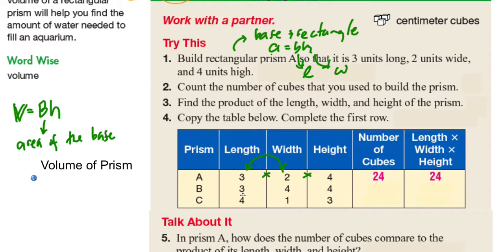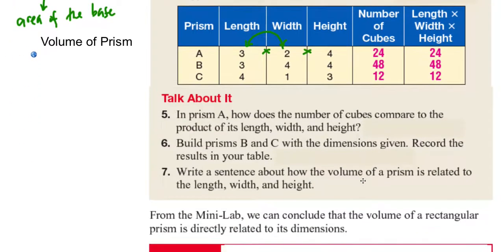Same thing, if the length of your rectangular prism is 3, the width is 4, and the height is 4, we simply multiply all three, you get 48 for both. And in letter C, you get 12 cubic units for both the number of cubes and length times width times height. Okay?